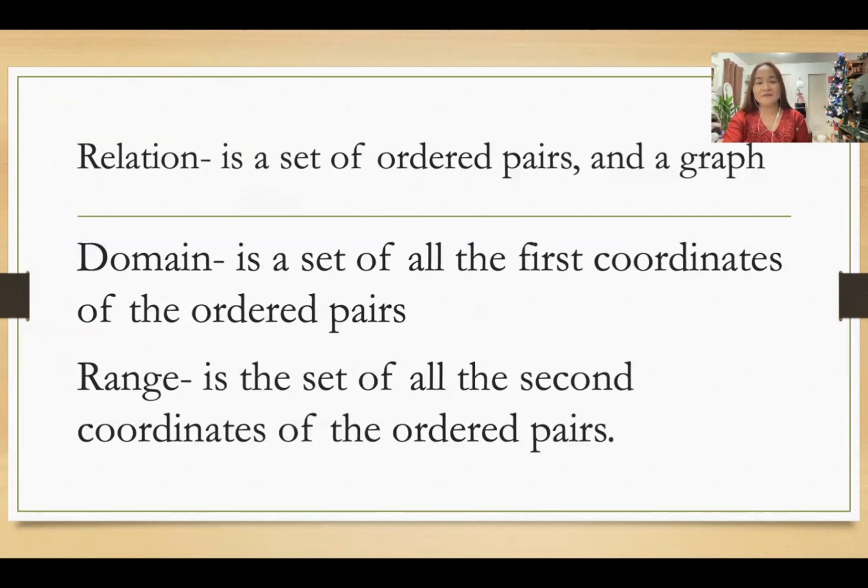It can be a graph. See how you're going to express this one. You can write it in a mapping form, in a graph, in an equation, in a table form, or in ordered pairs. So there are 5 ways to write these relations or functions. If we have the ordered pair x comma y, the first element x is the domain. And the range is the set of all the second coordinates, so meaning the second element. So this is the y.